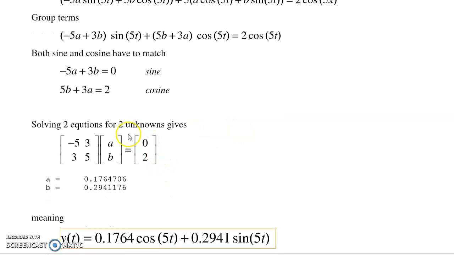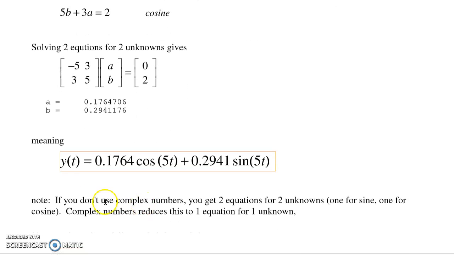Two equations, two unknowns, solve, and I get 0.17 and 0.29, meaning the forced response of that differential equation is 0.17 cosine 5t plus 0.29 sine 5t. And nothing got a minus sign? Yep, that's correct, 0.29 sine 5t.